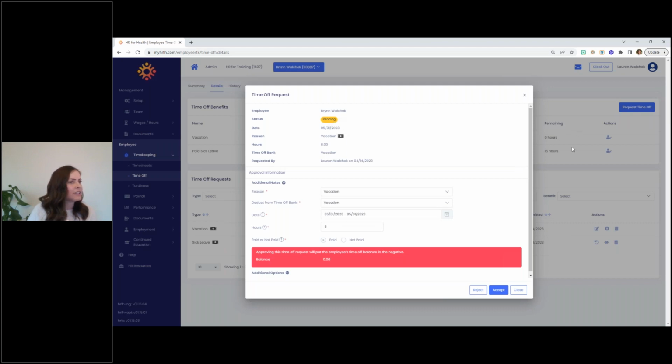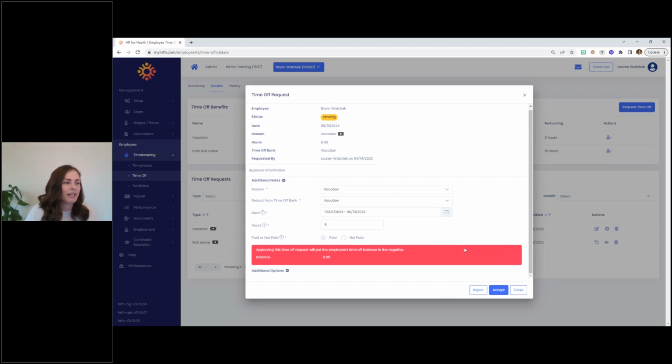You can see here, I showed you that they didn't have any vacation hours remaining, but we're also going to give you this banner right here. It says, hey, if you approve this time off, it's actually going to put this employee in the negative because they don't have any PTO hours left. You might be on autopilot just approving time off, but we'll make sure to give you a heads up: they don't have any vacation hours remaining. Are you sure you want to approve this? You still can, and it'll put the employee into a -8 balance.